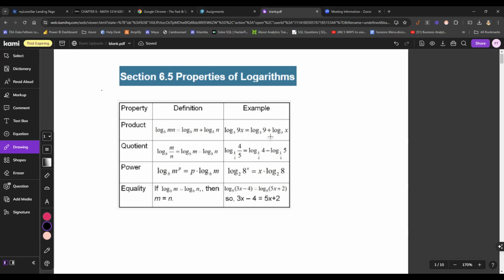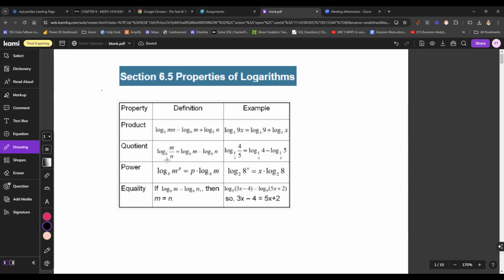If we explain this with an example, when you have log base 3 of 9x, 9x is the product of 9 times x, so you are allowed to separate 9 and x with their own logarithmic functions. So log base 3 of 9 plus log base 3 of x is going to return the exact same result as log base 3 of 9x. This is called the product rule.